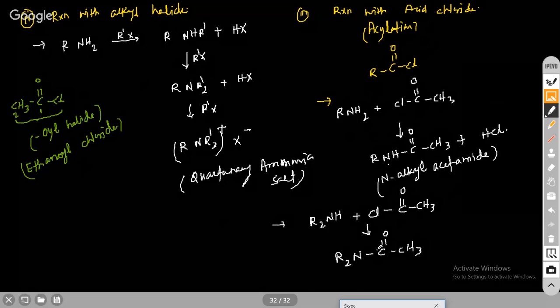In all these reactions, you see the hydrogen attached to nitrogen takes part in the reaction, and that is why tertiary amine does not react with acid chloride. Write down: tertiary amine does not react with acid chloride. Done. Next one you see.